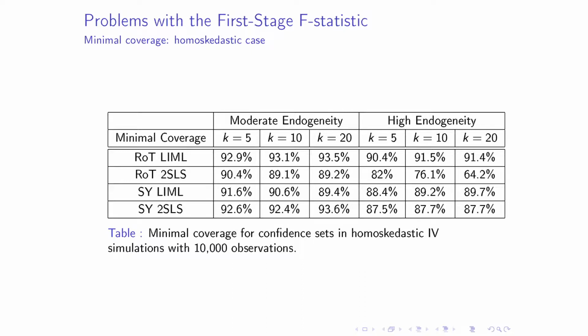Right? On the other hand, the rule of thumb for two-stage least squares is not guaranteed to have coverage 85%, but we see that it does fine in the moderate endogeneity calibrations. If we look at the high endogeneity calibrations, we see that we get some larger coverage distortions. But even then, it really only gets severe when the number of instruments is fairly large.